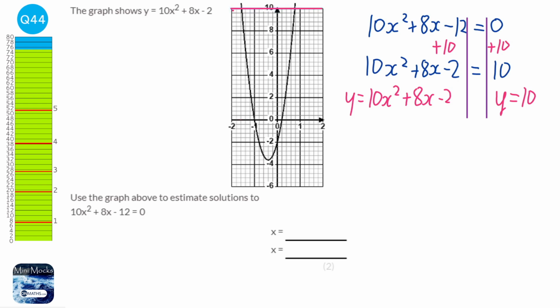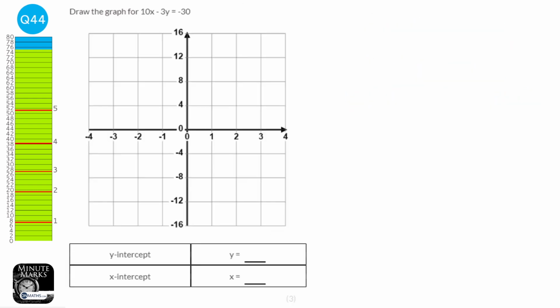So it comes down here, and it comes down here. So the values it comes down to are minus 1.6 and 0.8. And those are our solutions. There are a couple of different methods for drawing a graph, and we're going to do the cover-up method.